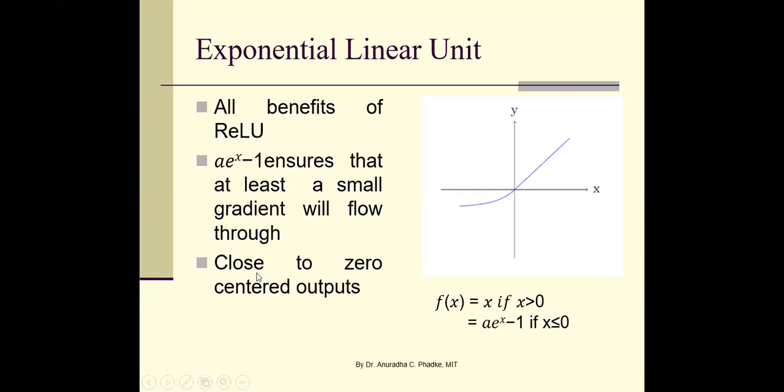Again, it gives approximately zero-centered outputs. For the positive part you have this linear portion, for the negative part you have this exponential portion, so we can say it is approximately zero centered. The equation for the exponential linear unit is as shown here: f(x) is equal to x if x is greater than 0, and it is equal to a into e raised to x minus 1 if x is less than or equal to 0. And again this a can be treated as a parameter which you can update during back propagation training.